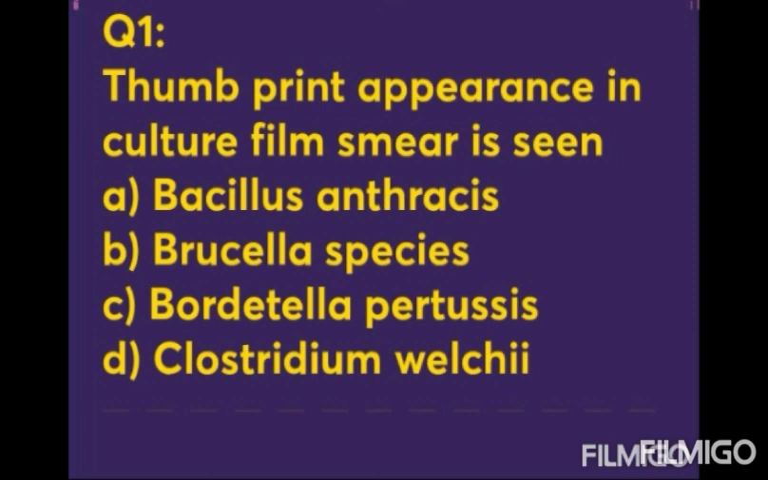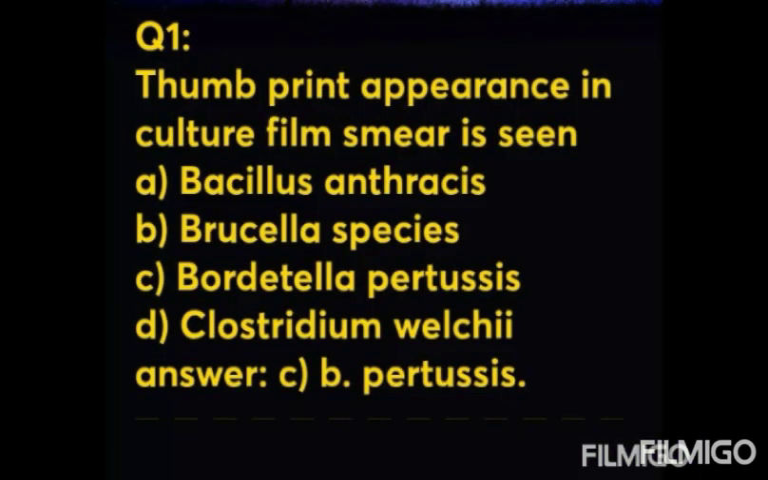The first question is, thumbprint appearance in culture film smear is seen in: Option A, Bacillus anthracis. Option B, Brucella species. Option C, Bordetella pertussis. Option D, Clostridium welchii. So the answer is definitely Bordetella pertussis. The thumbprint appearance is Bordetella pertussis.